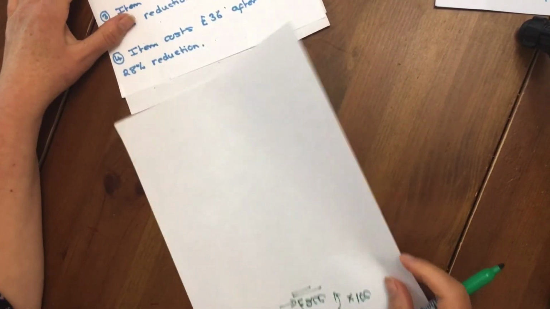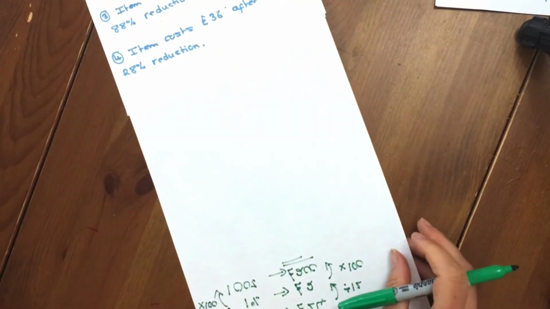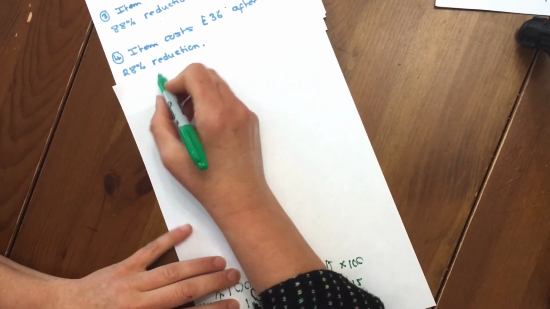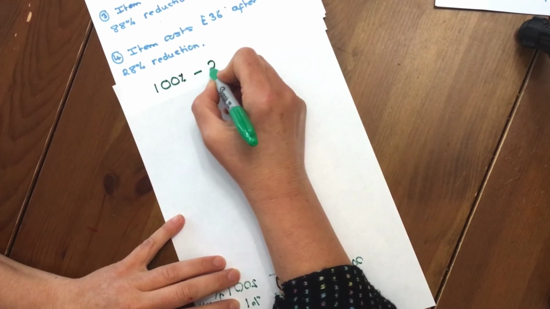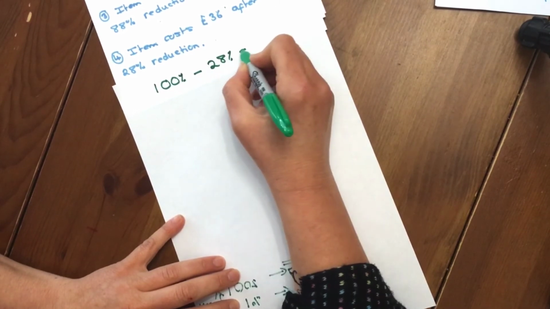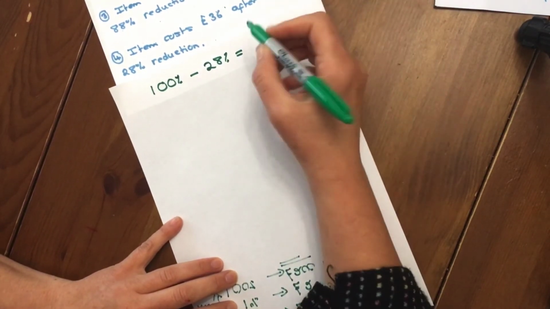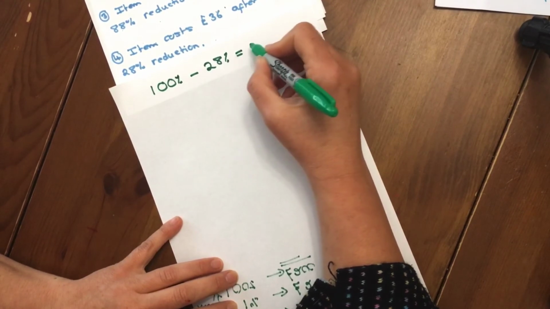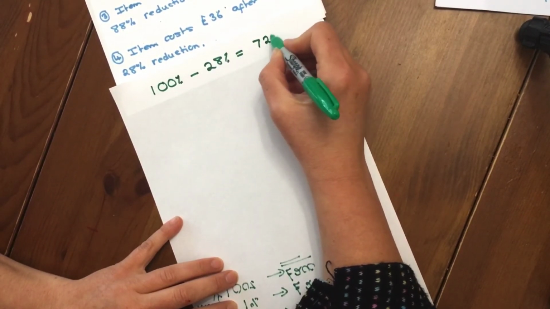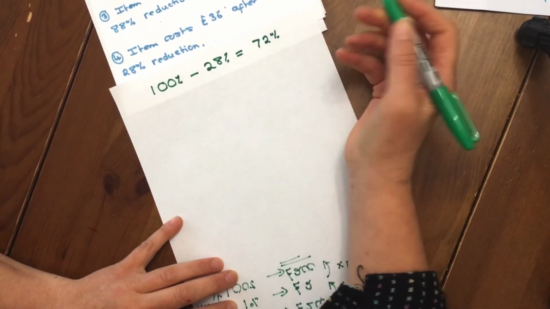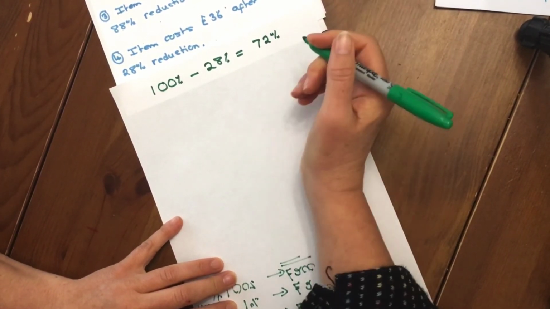And the last question now, question 4 on the learning check. It's gone down by 28%. And you just follow this method all the time. Don't try to cut corners because it's easy to make mistakes then. Okay, remember you can use your calculator, or you can do it in your head, but if you've got a calculator, always check. I get 72%.